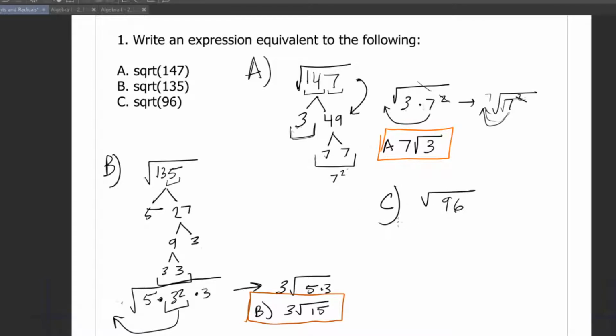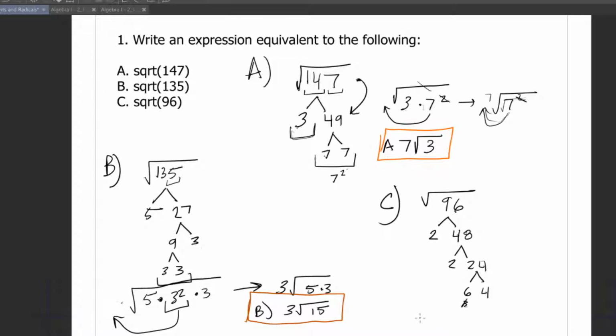Let's look at C. C is going to be the square root of 96. Okay, so how many times can we divide 96, right? So let's start at 2. So 2, and then 96 divided by 2 is going to be 48. 48, right? How many times can we divide 48? Let's start at 2. 48 divided by 2 is 24, right? 24. How many times can we divide 24? We could do 6 times 4. Yeah, let's do 6 times 4. And that is about it.